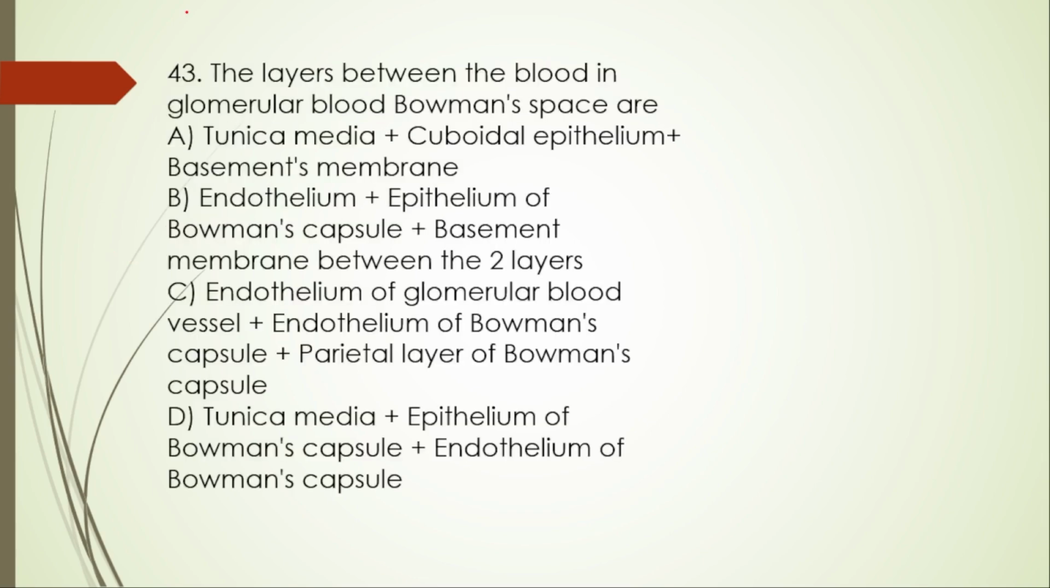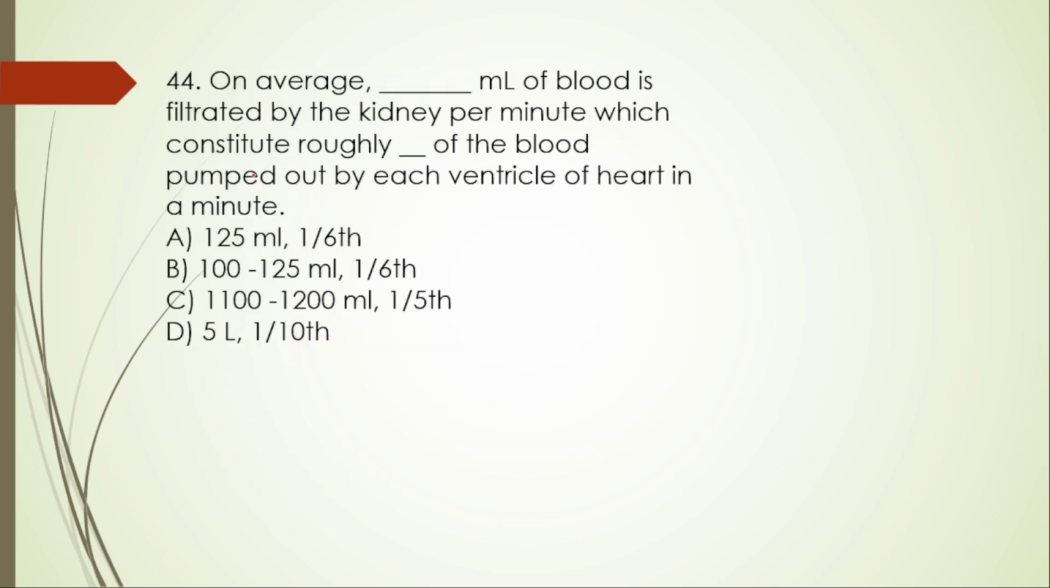So the next question is question number 43. The layers between the blood in a glomerulus and the Bowman's capsule space are: A, tunica media plus cuboidal epithelium plus basement membrane. B, endothelium plus epithelium of Bowman's capsule plus basement membrane between the 2 layers. This one is right. So 43, B is right.